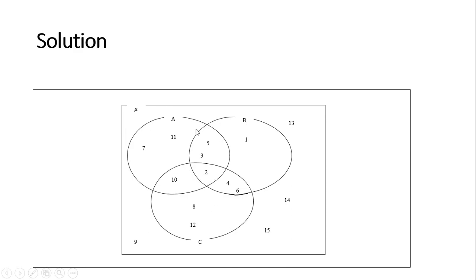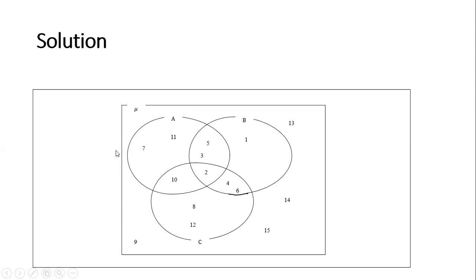Then you have to look for elements common to set A and B, which are 2, 3, and 5. Since we have 2 in the three-way overlap, we have this space left for 3 and 5. Then elements common to A and C, 2 and 10. You have 2 already, so we have 10 there. Elements common to B and C, 2, 4, and 6. Since we have 2 here, then we can have 4 and 6 to show.